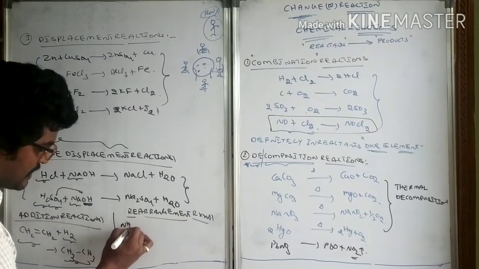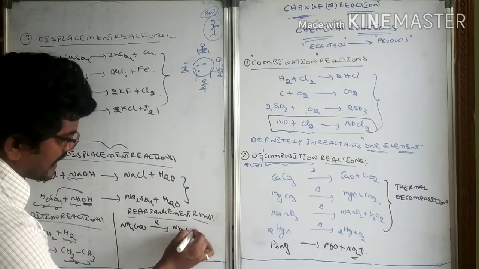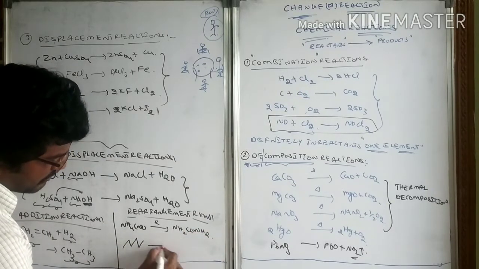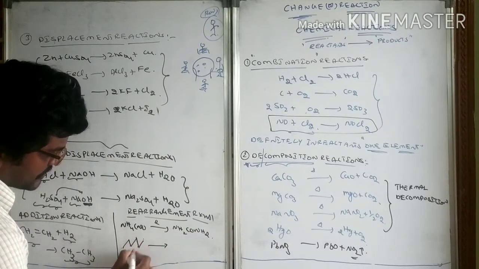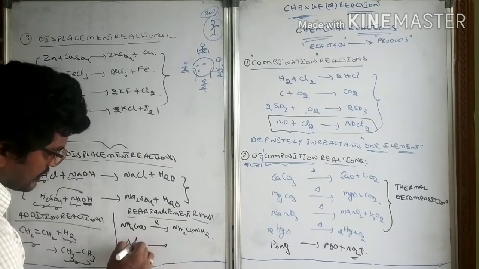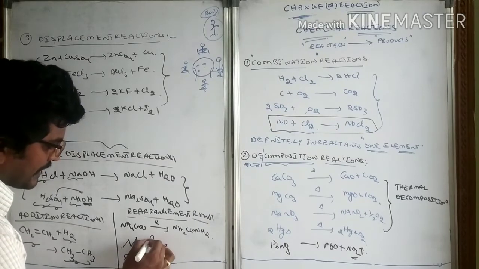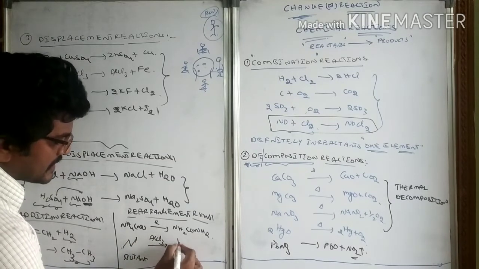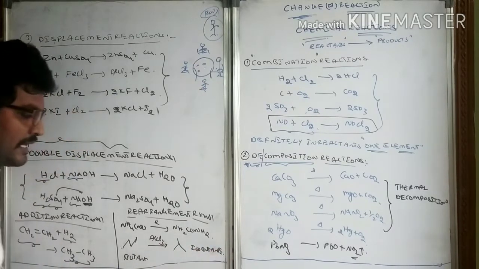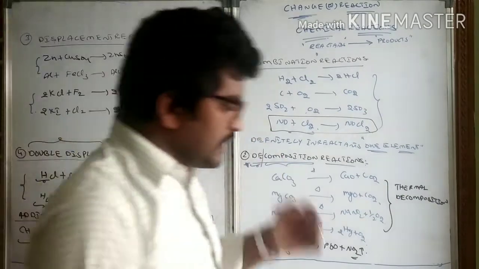Rearrangement reaction means NH4CNO on heating forms NH2CONH2. Whenever you take butane and treat with AlCl3, it forms the isobutane. So like this we can study about the types of chemical reactions.